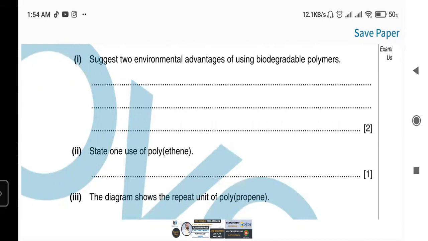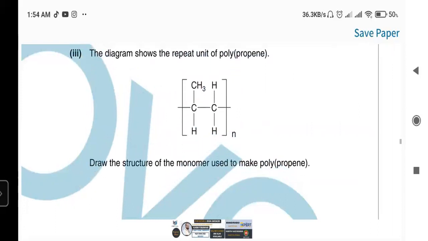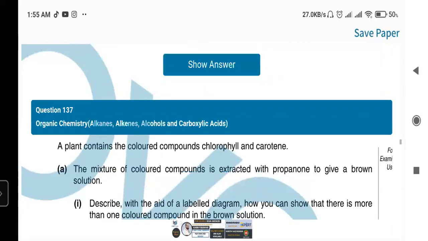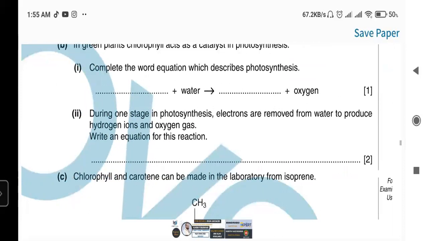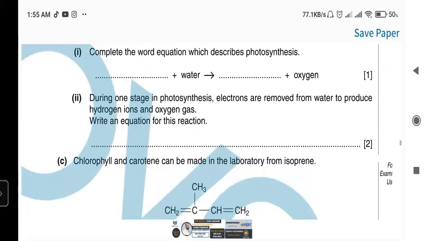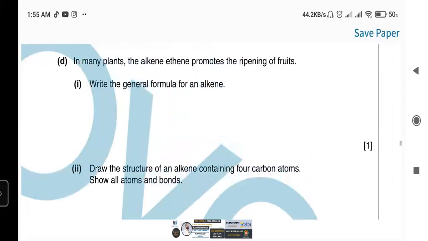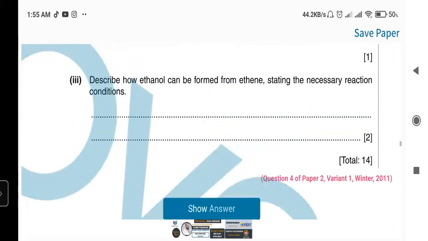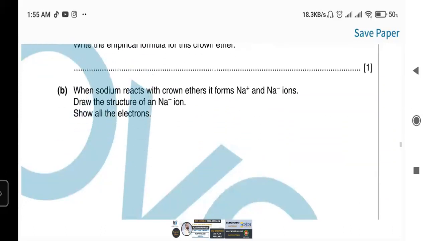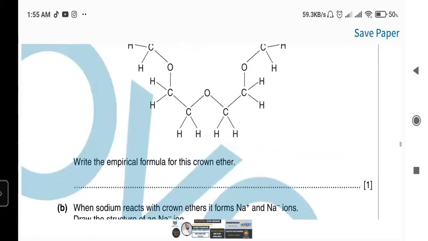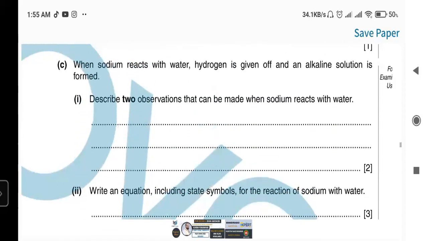Okay, so step one use of polyethylene. This is very easy. This is polypropylene. You can draw the monomer the way I have just shown a few moments ago. So here you have to describe the chromatography. Okay, photosynthesis is easy. Unsaturated, you know. Bromine, you know. Alkene, the general formula, you know. Ethanol can be formed from ethene. We have already discussed. Okay, empirical formula of this. Sodium reacts minus one. So sodium minus one. It's easy.